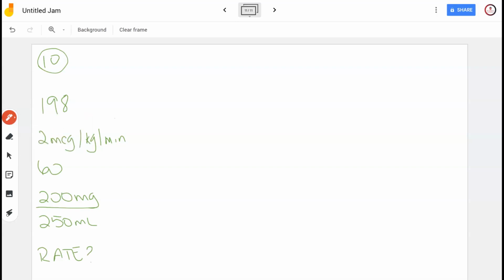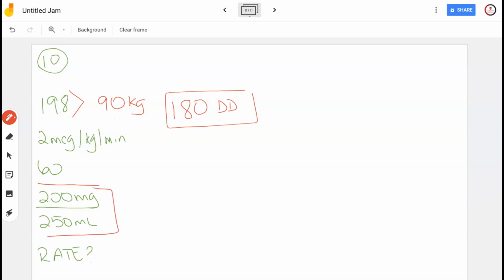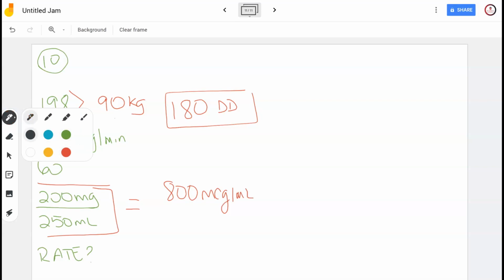So first things first, 198 pounds is 90 kilograms. 90 times 2 is 180. This is your desired dose. And again, this should look familiar. This is your standard dopamine. There's 800 mics per milliliter. Plug in your formula. This is your dose on hand.